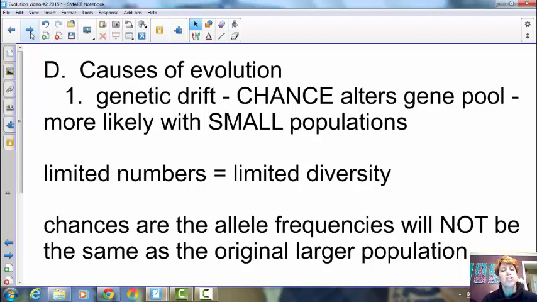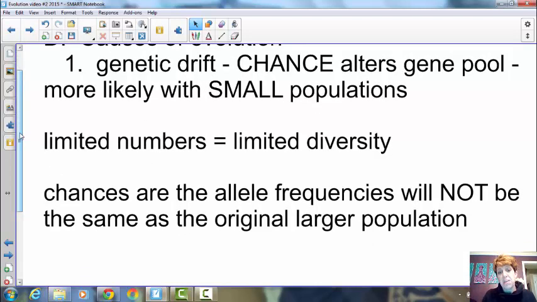The first one is called genetic drift, and genetic drift is all about chance, and chance has a much greater effect when you have a small population size. So when we think about genetic drift, we're talking about a small population and how its gene pool is altering over time, maybe compared to what the original population was. So limited numbers, limited diversity. Chances are the allele frequencies of your small population aren't going to be the same as the original population.